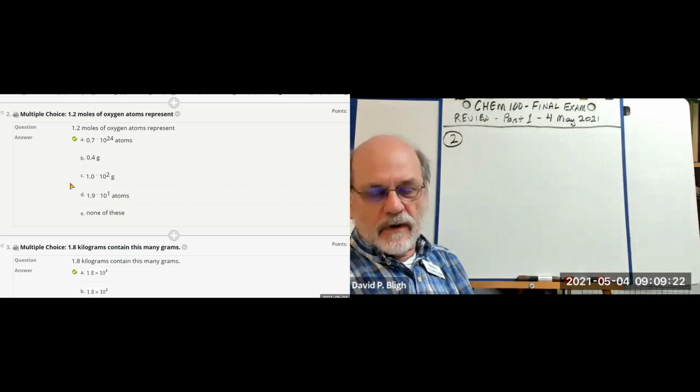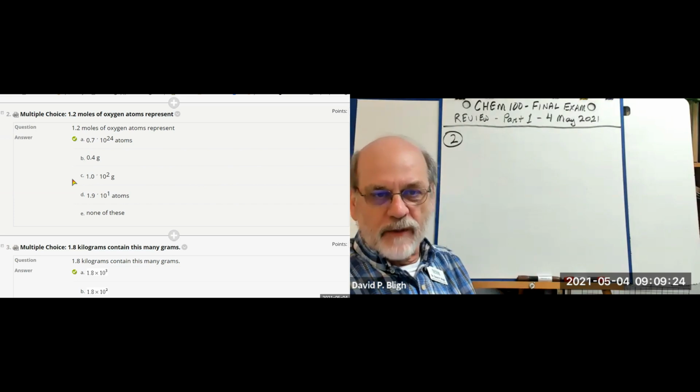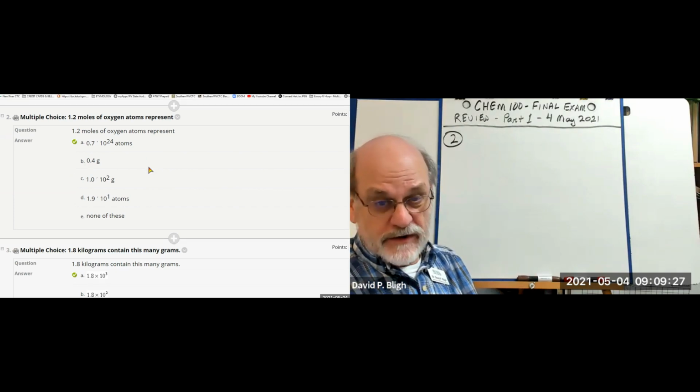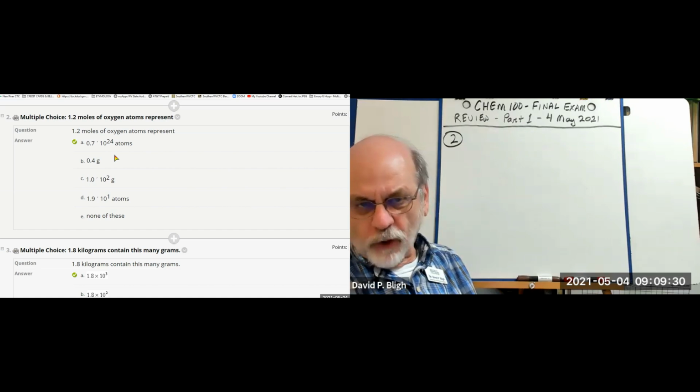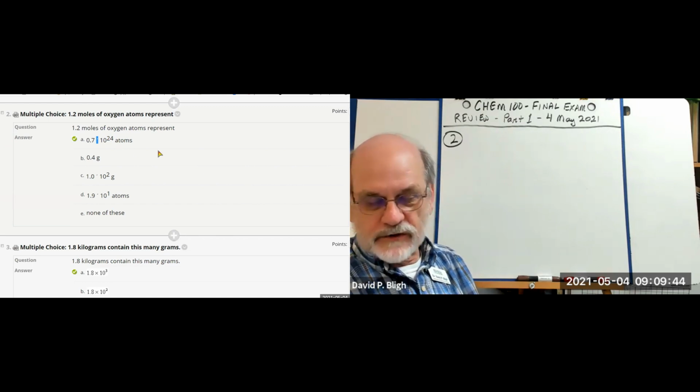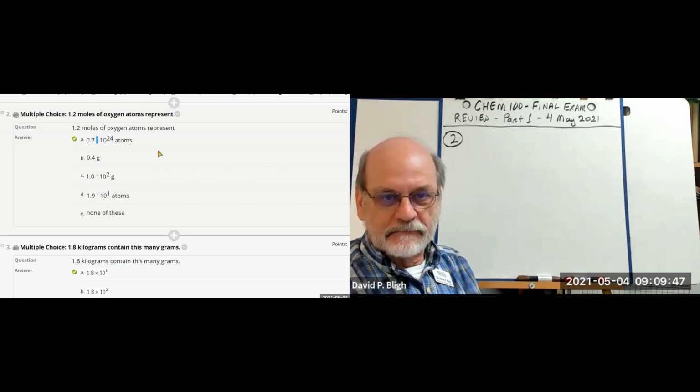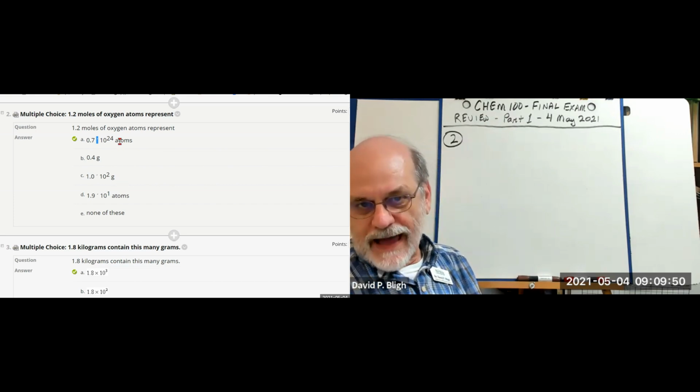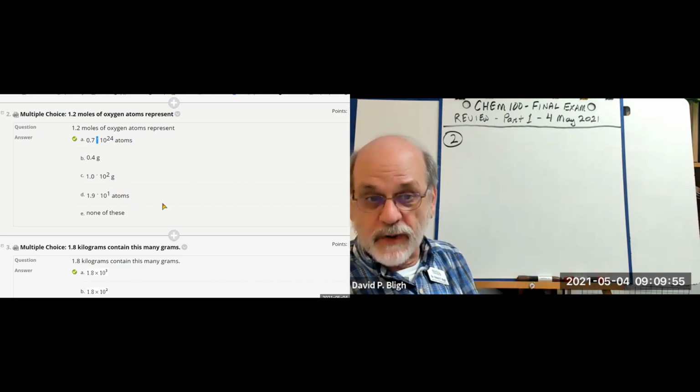Okay, 1.2 moles of oxygen atoms represent what? We have several choices here. And there's some formatting errors also. This little apostrophe here, that's supposed to be an X, a times: 0.7 times 10 to the 24th atoms. So when those problems crop up, I'll point them out. But you've got atoms, you've got grams and atoms. So grams and atoms are 2 possibilities. So we need to do 2 types of calculations.